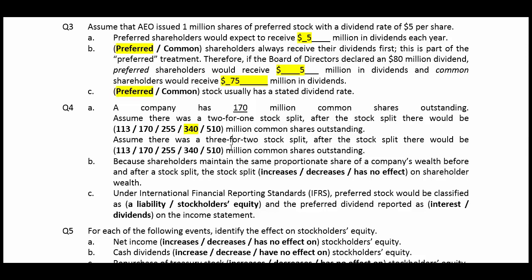So you go 170 times 3 divided by 2, and what do you get? 255. So shareholders still, this is the thing, it doesn't matter. Because, I'll give you an example. You can think about a company as a pizza pie. And there are 8 slices. And if you have 1 share, you own 1 slice.